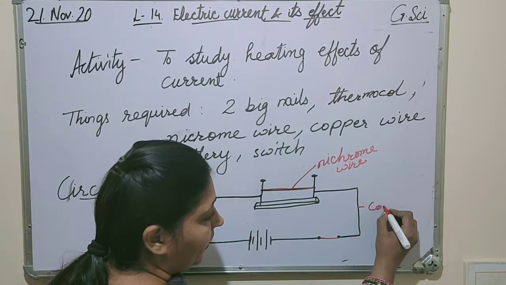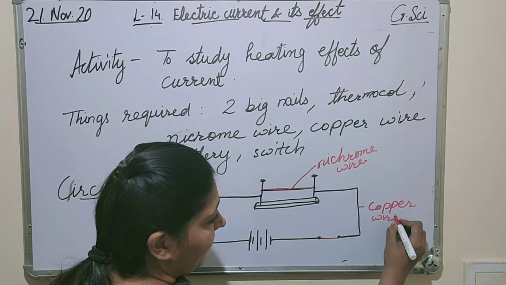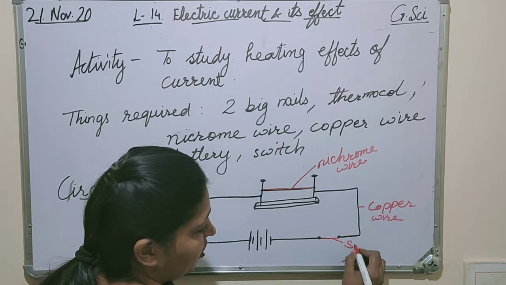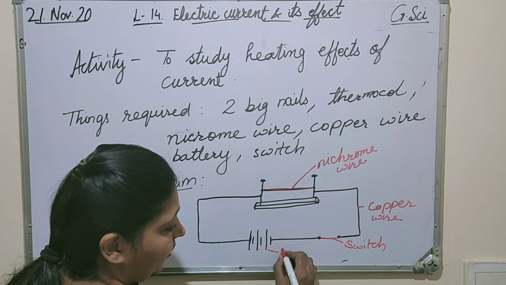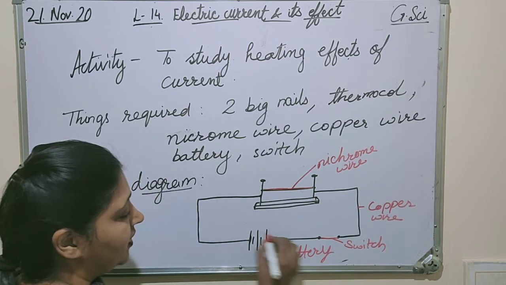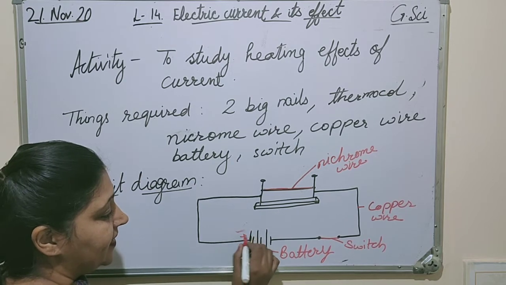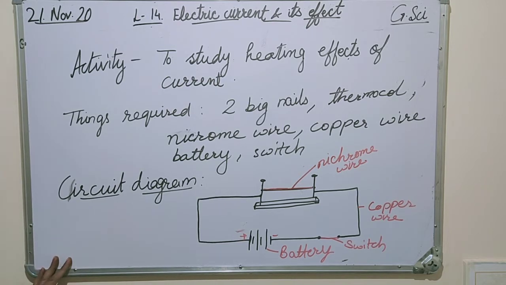This is a copper wire we are using. What is it? It is a switch. Remember? Battery. This is the positive terminal of the battery and this is the negative terminal of the battery. Is it clear? I hope it is clear to all.